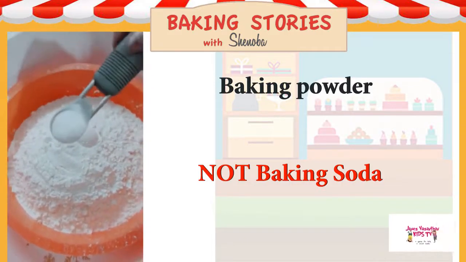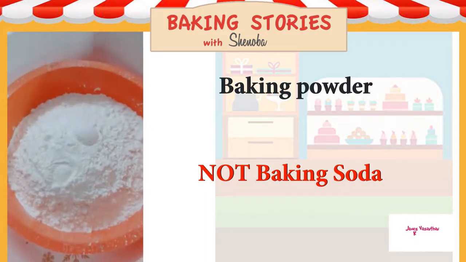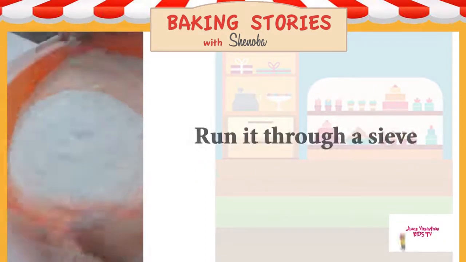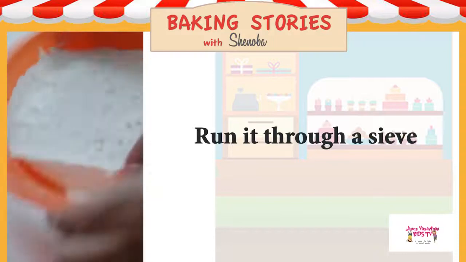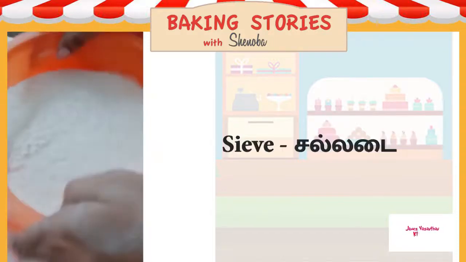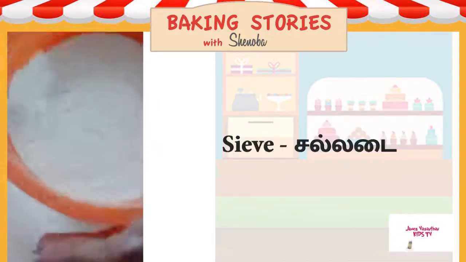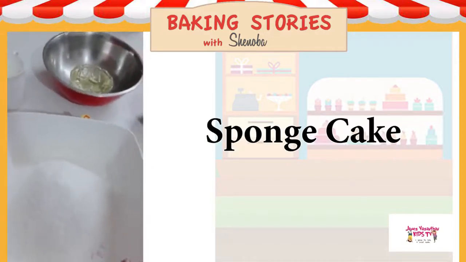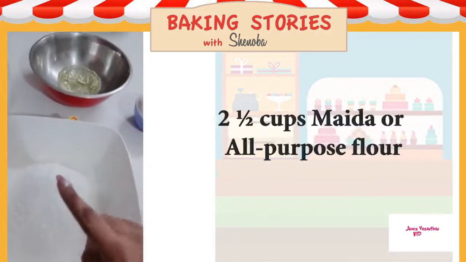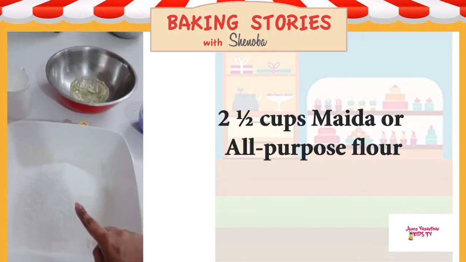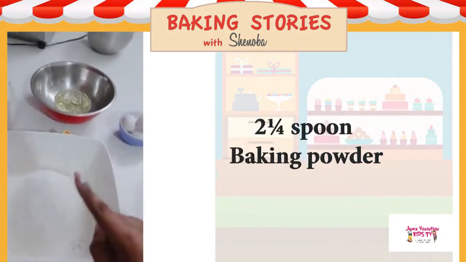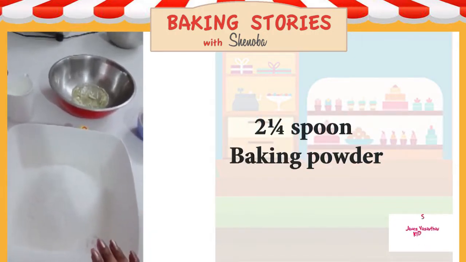For a sponge cake, baking powder is very, very important. I'm just going to run it through the sieve so that everything gets mixed. Dry ingredients are ready now. It has 2.5 cups of all-purpose flour and 2 and 1/4 teaspoons of baking powder.